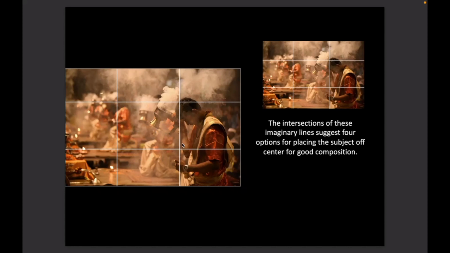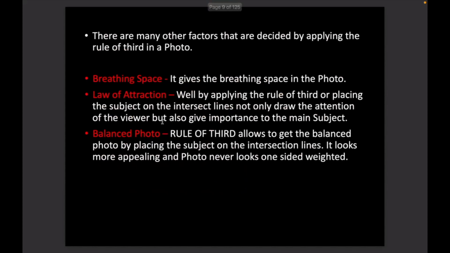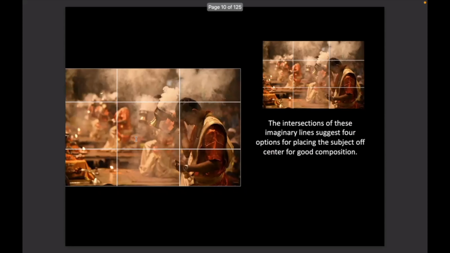So you have to be very careful when you are applying the rule of thirds. It doesn't mean that when you apply the rule of thirds, you can achieve all three. Sometimes you just get the breathing space, sometimes the breathing space and the law of attraction, and sometimes you get all three as well. But again, it depends on the situation: where you're standing, how you are clicking, and what your subject is at that moment. But now you know the rule of thirds, why we apply it, and what it gives us.